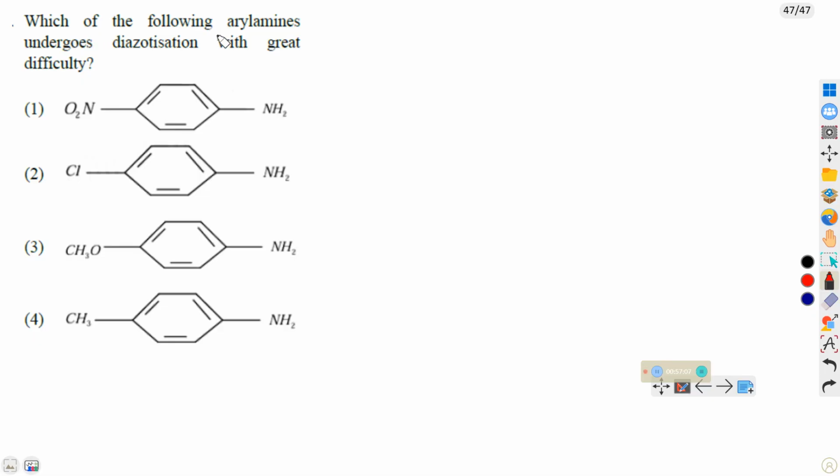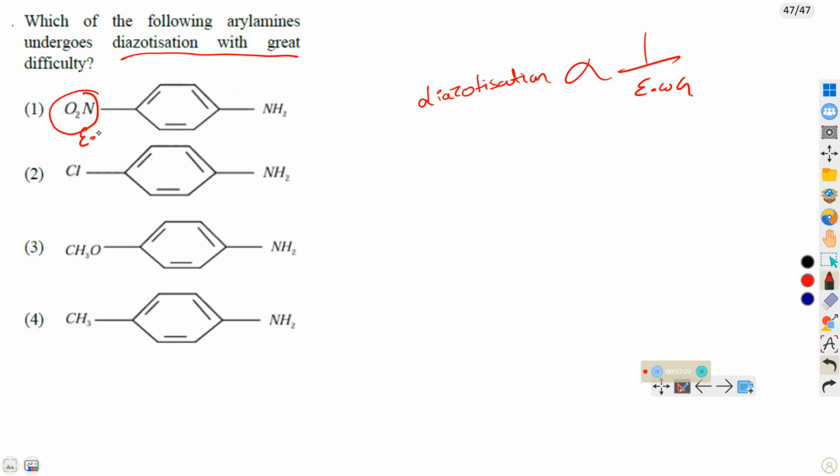Which of the following aryl amines undergo diazotization with great difficulty? Diazotization is directly proportional to electron donating groups, and inversely related to electron withdrawing groups. NO2 is a strong electron withdrawing group. That's the reason, first option.